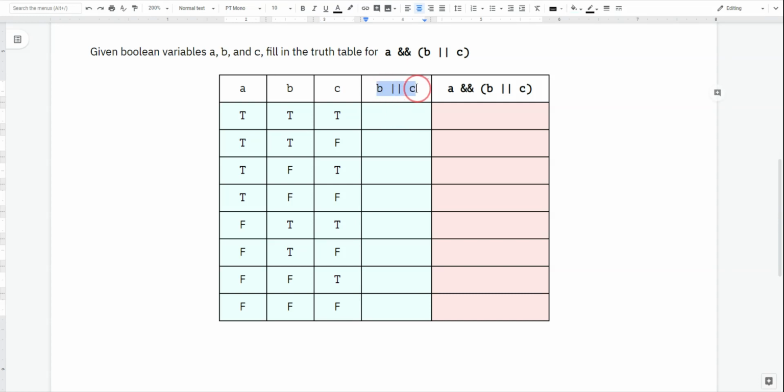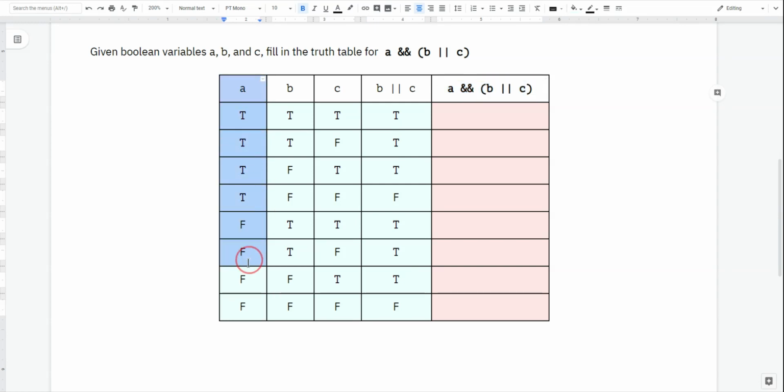Okay, now I do B or C. So I'm looking at just this column, B or C, and remember, or means at least one is true. So it's only false if they're both false. So I have false here and here. Okay, so now the last column says A and whatever this was.